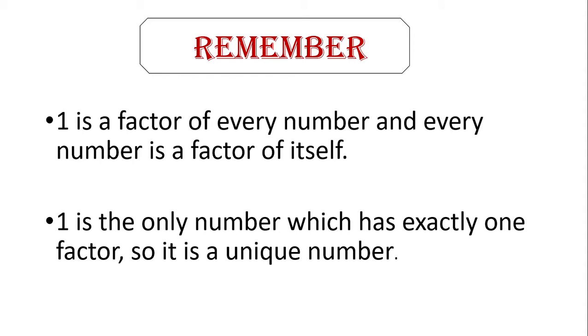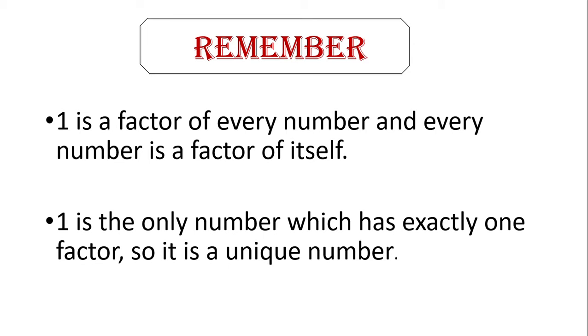So for example, I want factors of 5. First, when we multiply 5 into 1, we get 5. So a number is a factor of itself. 5 we are multiplying, and 5 is a factor of itself. And 1 is the only number which has exactly one factor. So we cannot divide 1 into any more parts. If we want to divide 18 into however many parts, they have to be equal.